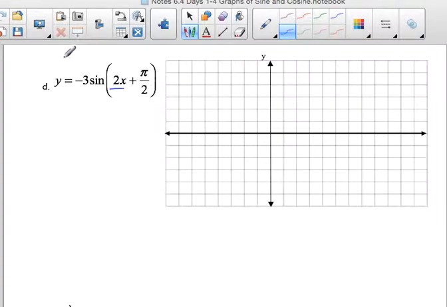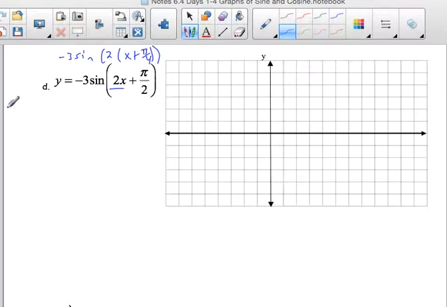shift. So the first thing I'm going to want to do is factor out the b value, the coefficient of x, and rewrite this as 2 times the quantity x plus pi over 4. That'll allow me to have the proper horizontal shift when I do my analysis.